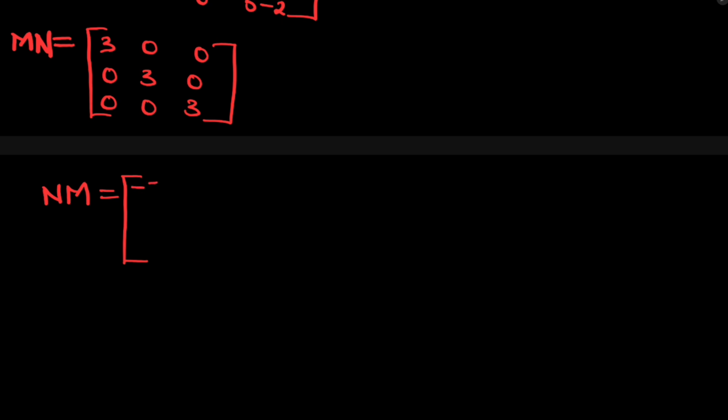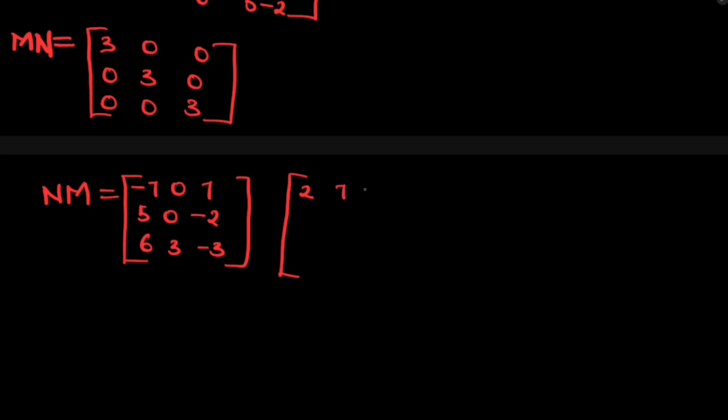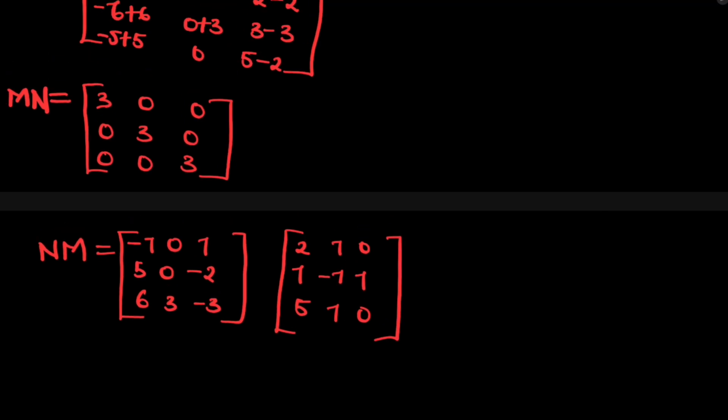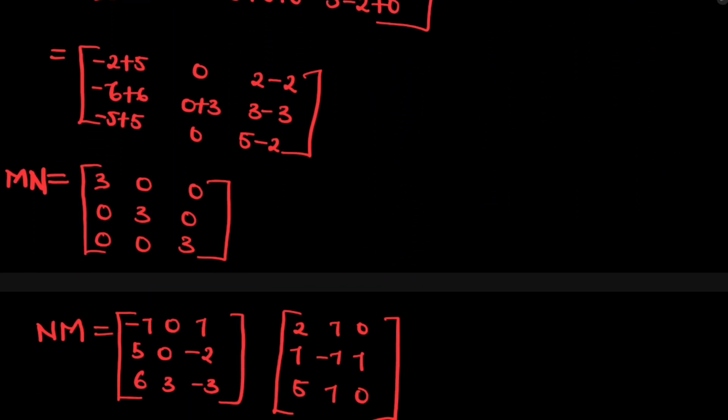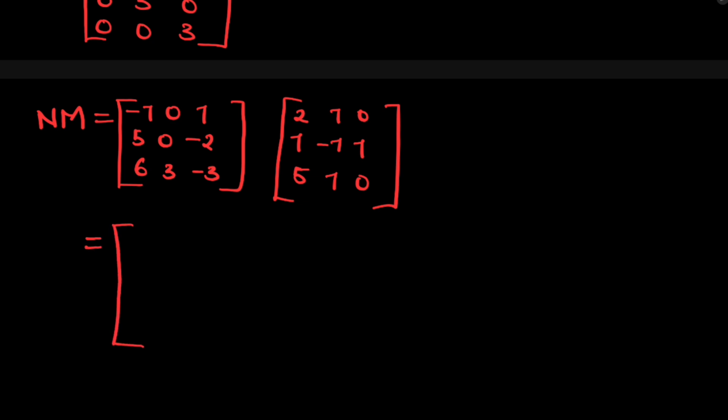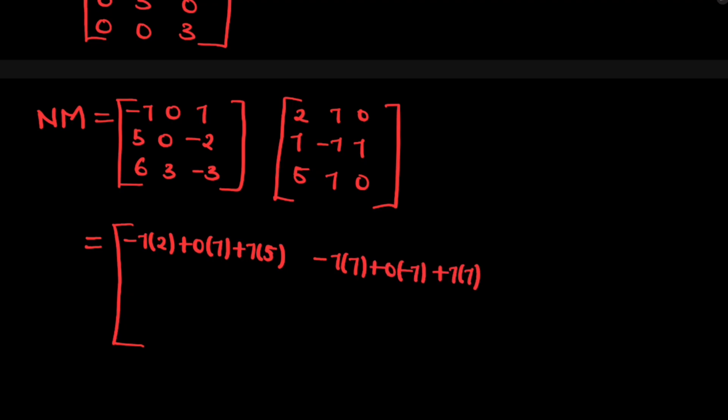So we take the matrix N, which is minus 1, 0, 1, 5, 0, minus 2, 6, 3, minus 3, times M, 2, 1, 0, 1, minus 1, 1, 5, 1, 0. So let's multiply again, rows by columns. So minus 1 times 2 plus 0 times 1 plus 1 times 5. Minus 1 times 1 plus 0 times minus 1 plus 1 times 1. Minus 1 times 0 plus 1 times 0 plus 1 times 0.